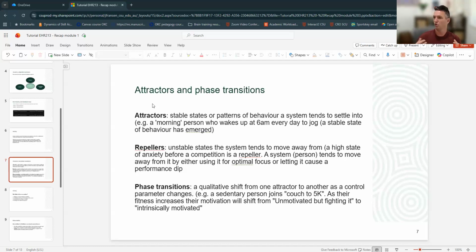If you're used to not exercising at all, you've developed a stable attractor for not exercising. It takes a significant intervention and the right intervention to get someone out of that stable state and for exercise to become a new stable state. So here I use the example, a sedentary person joins the Couch to 5K, and as their fitness increases, their motivation will shift from unmotivated but struggling, like I have to go, to intrinsically motivated to exercise. Right? And that's often what the real interventional driver is behind these programs.